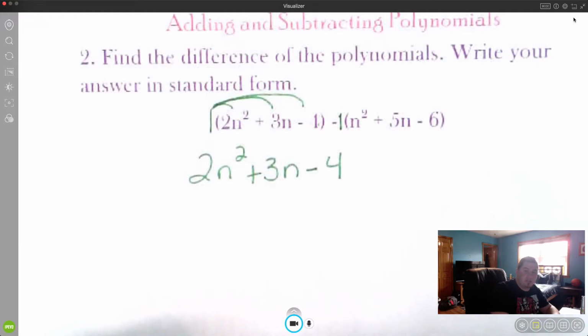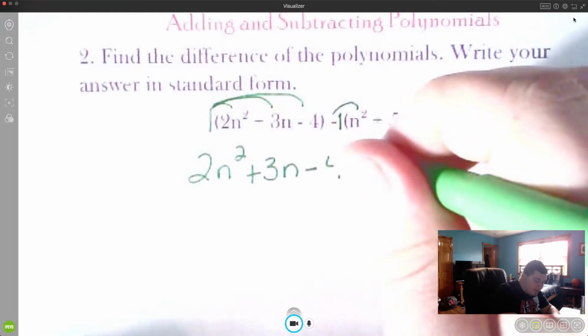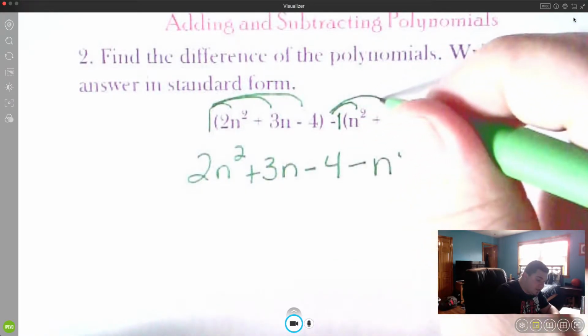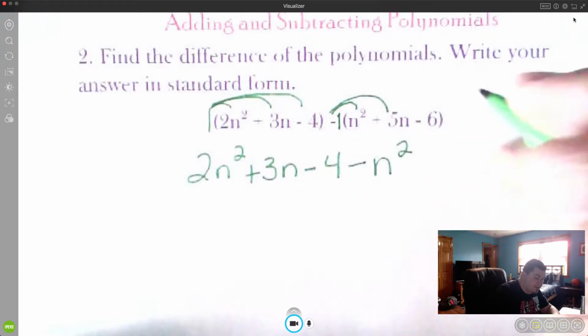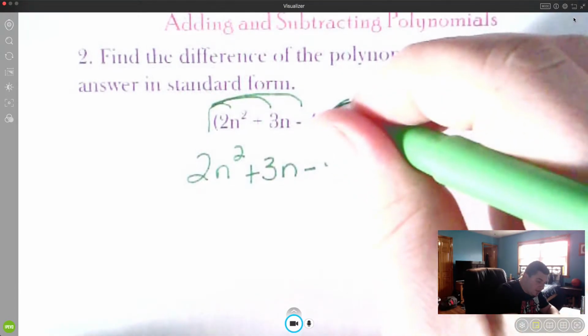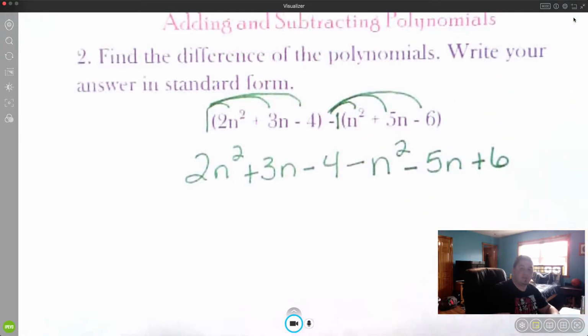The part that changes is when you multiply by the negative. Negative times a positive becomes a negative n squared. One of the biggest mistakes is not distributing that negative sign all the way through. -1 times a +5 is a -5n. And then -1 times that -6 becomes a +6.